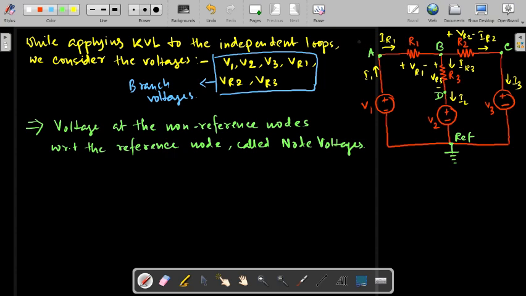So let us put the names of the voltage variables. This is VA at this node. At node B the voltage is VB, at node C the voltage is VC, and at node D the voltage is VD. Therefore, for this particular circuit the node voltages are VA, VB, VC and VD.